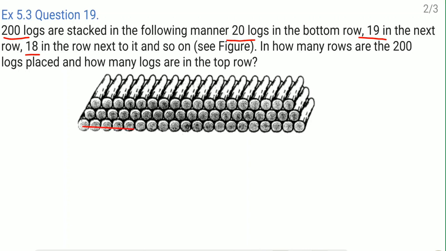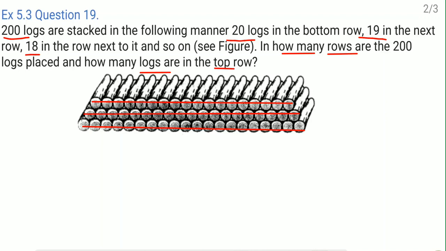At the bottom row, they said 20 logs are there. Then in this row, there are 19 logs. In this row, there are 18 logs. In this way, the number of rows will keep on increasing till these 200 logs are over. Okay. Now what they have asked us: in how many rows are the 200 logs placed, and how many logs are there in the top row? So these two things we need to find out.